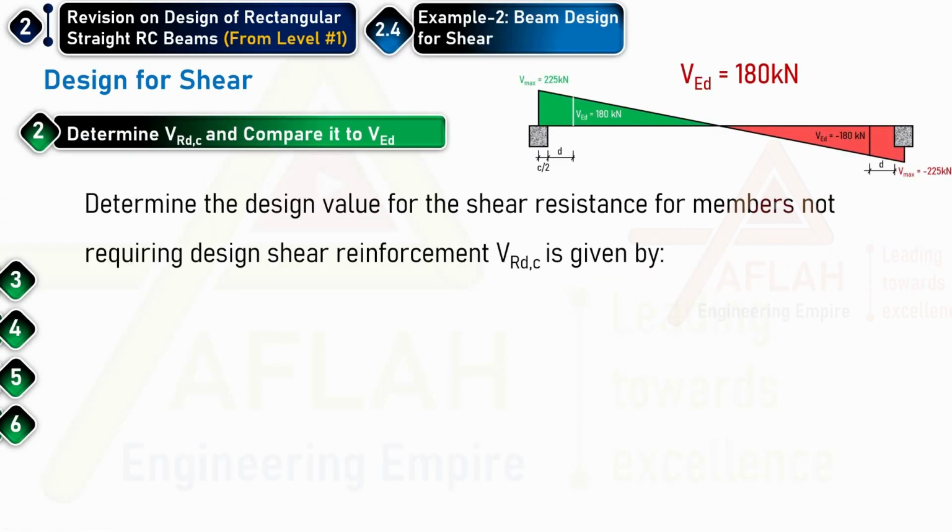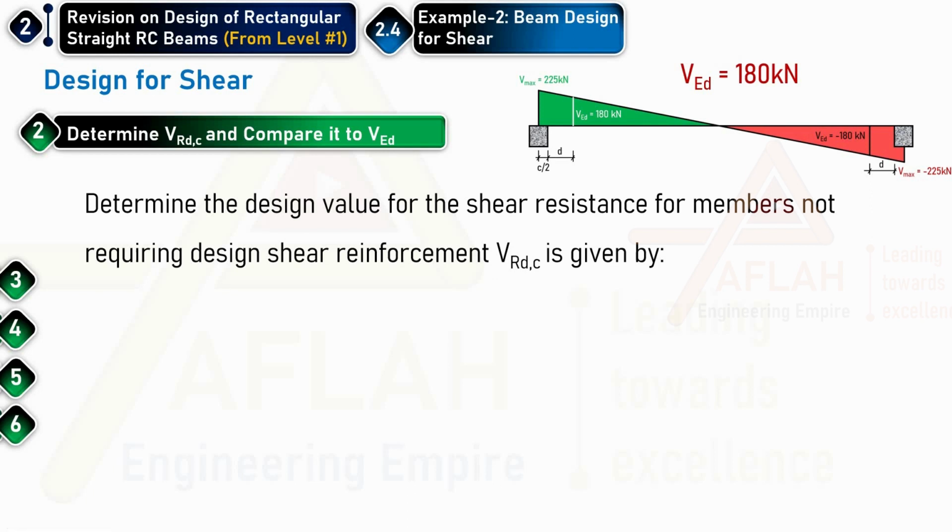Once we get that, we can go to the second part, that is, determine the capacity of the section without stirrups. If VRDC is greater than this one, no more calculations are needed, and we will go directly to provide a minimum reinforcement.